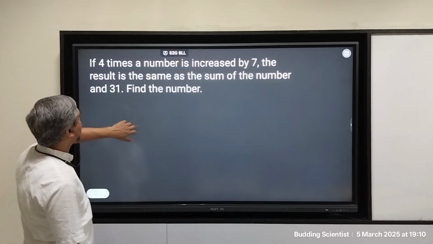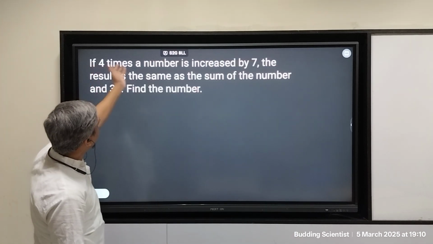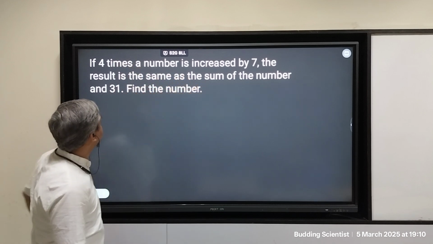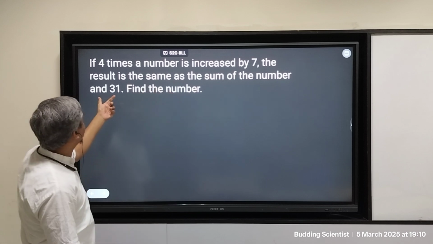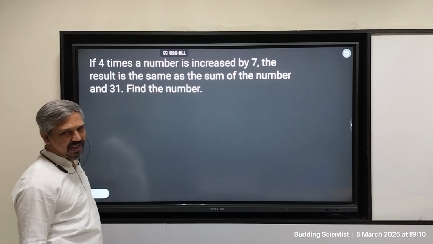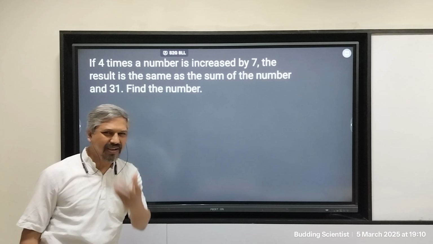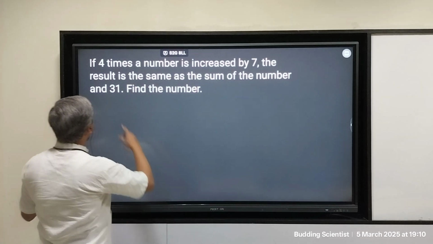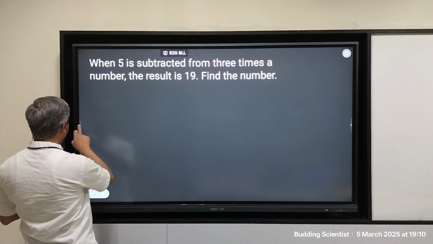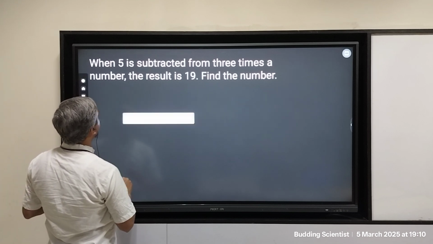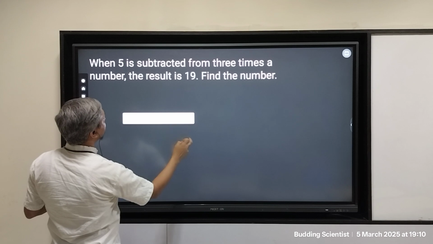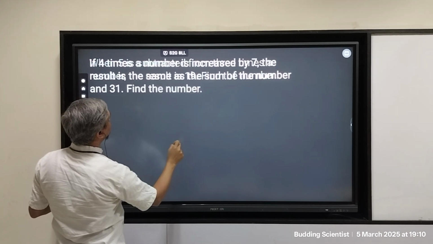Next problem. If 4 times a number is increased by 7, the result is the same as the sum of the number and 31. Find the number. It's slightly more difficult than normal, so we'll solve this. We got back to the same problem. This one.